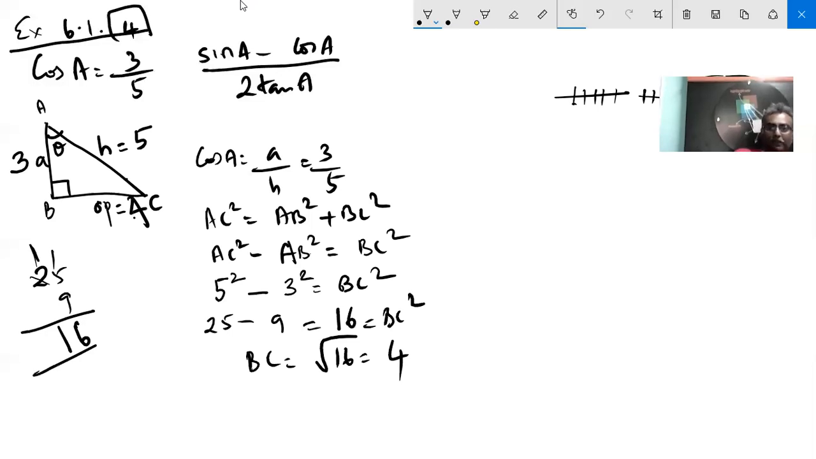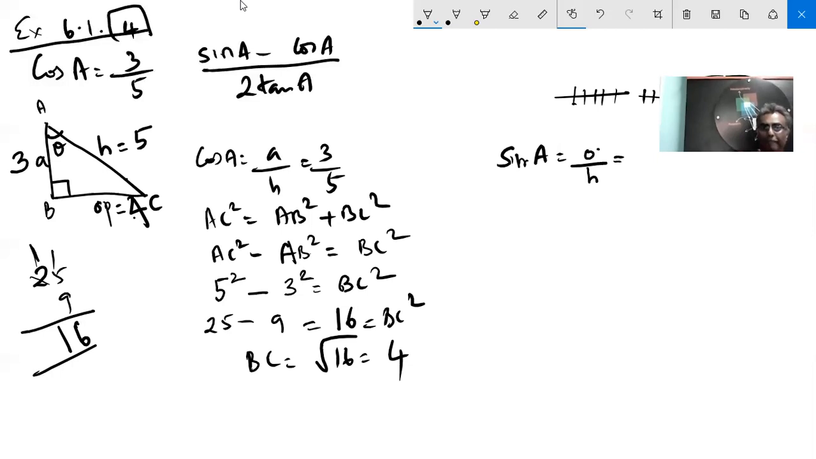Now you have to find out sin A. Sin A is equal to opposite side by hypotenuse. Only for tan and cot you will get opposite and adjacent, with no hypotenuse. Sin and cos you will have hypotenuse, and it will be at the bottom. Cosec and sec also have hypotenuse, and it will be at the top. You should never forget this.